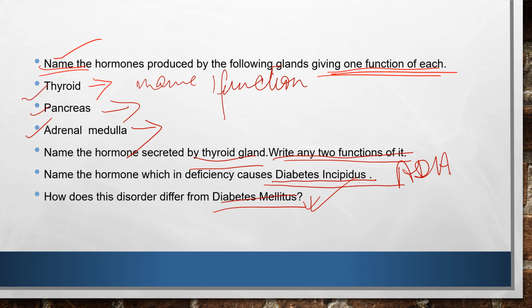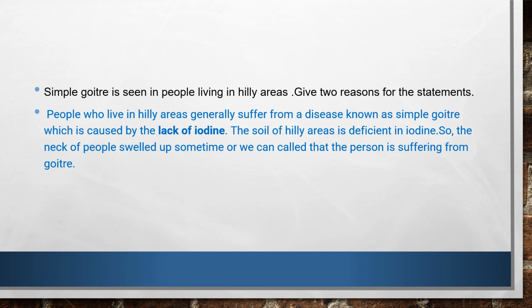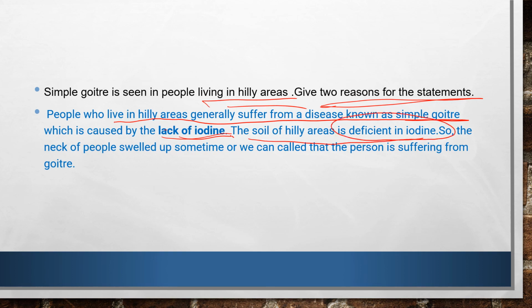I'll discuss that also. Now, the last question is that simple goiter is seen in people living in hilly areas. Why is it so? Give two reasons for the statement. People who live in hilly areas suffer from a disease known as simple goiter. We all know that goiter happens due to the lack of iodine. And why does this lack of iodine happen? Because the soil of hilly areas is deficient in iodine.